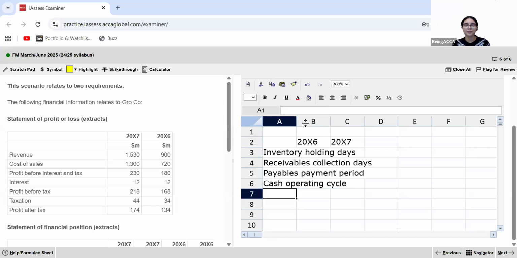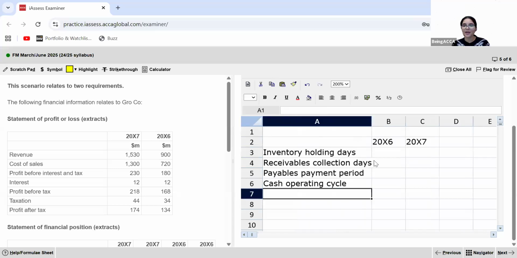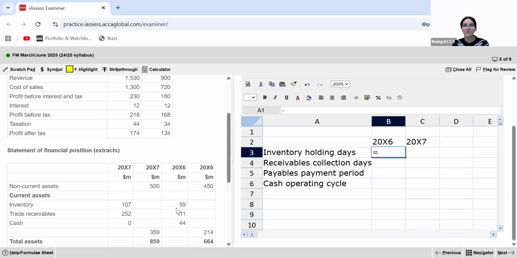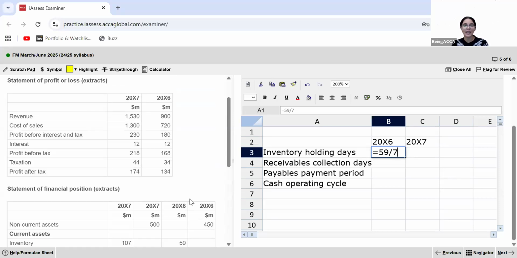Okay. So now we will calculate these ratios one by one. Inventory holding days, we've already learned the formula. You take your inventory and divide that by the reason why you have that inventory. The reason is that you incurred money on making that inventory, which is your cost of sales. So your inventory holding days are going to be the value of your inventory, which is 59 in 20x6, divided by the cost of goods sold, which is 720, and this has to be multiplied by 365. So this is how you get the inventory holding days.